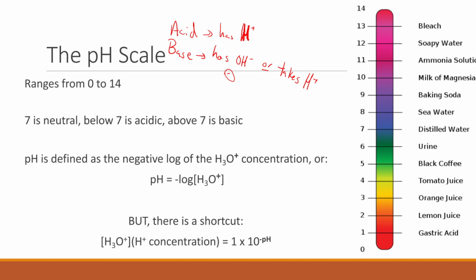When we're talking about pH, we're talking about measuring an acid and measuring a base and seeing how acidic or how basic something is. Right? An acid has a pH below 7, right? So all these things down here are acidic, and all these things above 7 are basic.